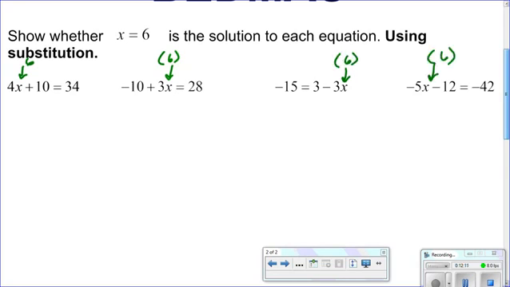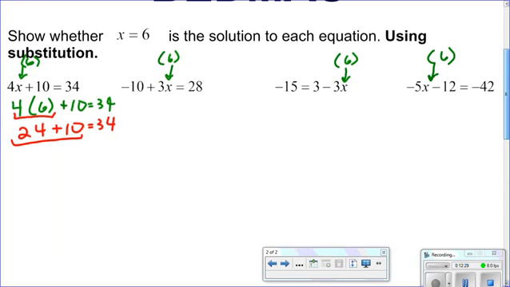Okay, so looking at the first equation, 4, remember it's 4 times 6, not 46, plus 10 should equal 34. Following our order of operations, we need to multiply before we add. So 6 times 4 is 24, plus 10 should equal 34. 24 plus 10, this one works. So for this one, yes, x equals 6 is the correct solution.